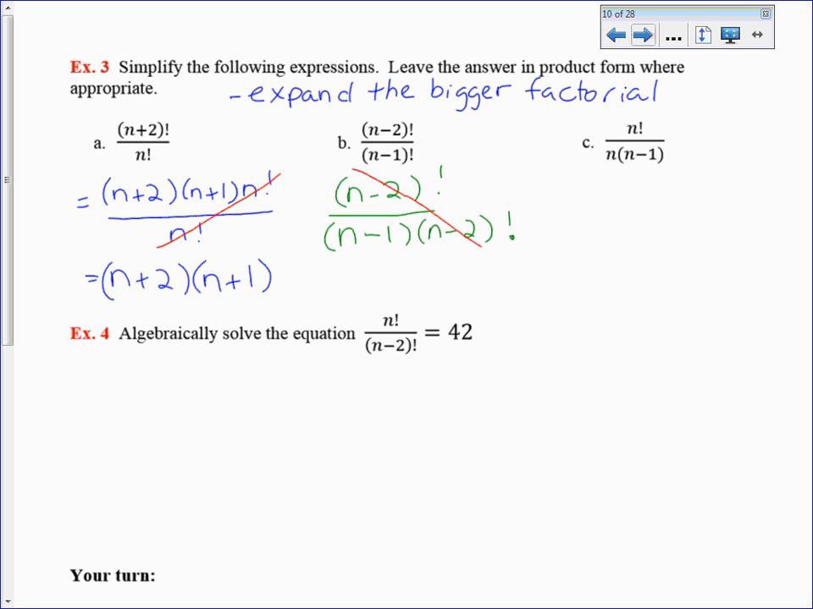Well, what does my answer look like? Don't answer the other two. Look at that. 1 over n minus 1. Okay, don't forget that we're left with a 1 on the top. So when you're expanding the bottom and canceling, you're going to end up with 1 over something.